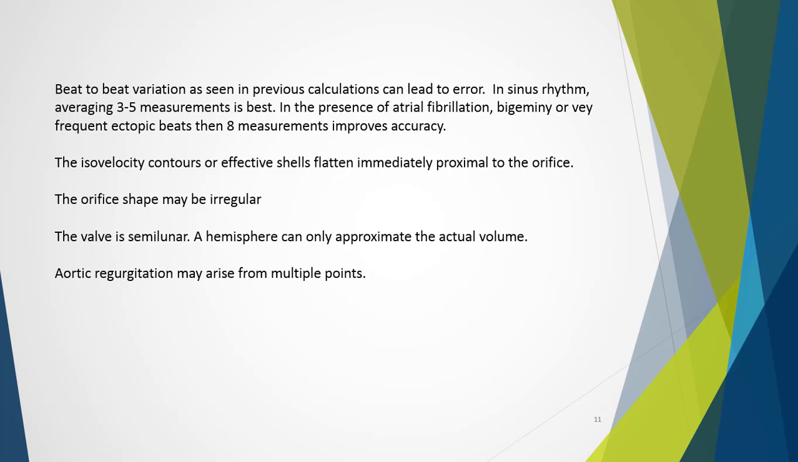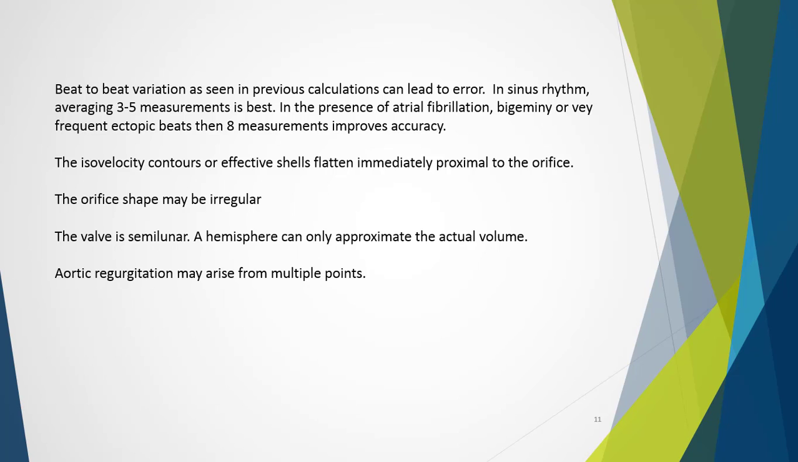The isovelocity contours, or effective shells, flatten immediately proximal to the orifice, effectively changing the shape, and the assumed volume will therefore be incorrect. Using a baseline shift that is not too extreme, i.e. just a little bit higher, minimizes this effect. Additionally, the orifice shape may be irregular, so the hemisphere doesn't actually represent the flow convergence.